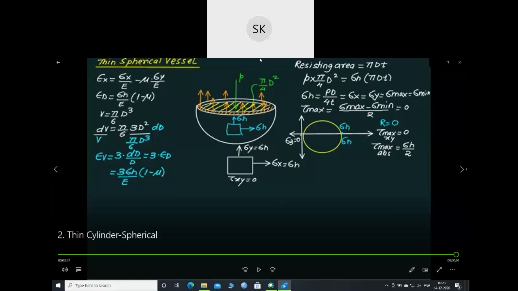Now let's see what the derivation will be for your hemispherical. I'm sharing another content. Let me know if it is visible or not.